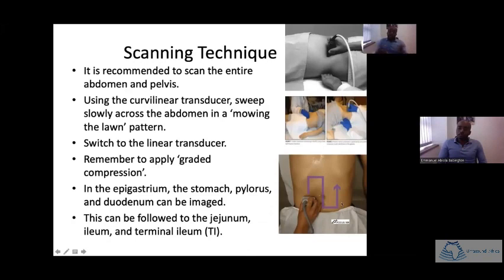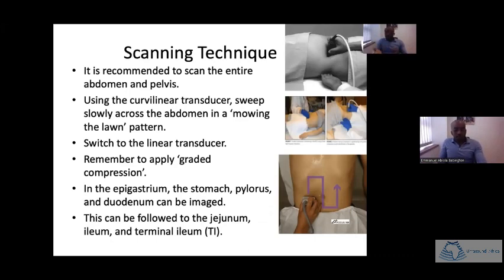And when you find an area of bowel wall thickening or any suspicion of abnormality in the bowel, after scanning everywhere, you come back and focus on that. You try to target that transversely and longitudinally. Try to identify what part of the bowel it is, what part of the anatomy that is.